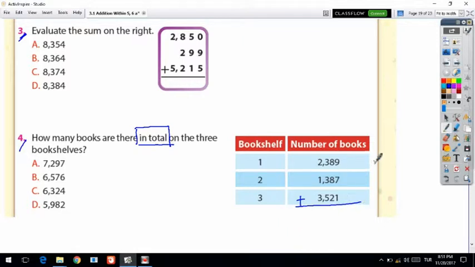9 plus 7 is equal to 16, plus 1 is equal to 17. So 7 comes down, 1 goes next. 1 plus 8 is equal to 9, 9 plus 8 is equal to 17, plus 9 is equal to 19. So I am writing here 9 first, then 1 goes next. 1 plus 3, 4, 4 plus 3, 7, 7 plus 5 is equal to 12. So 2 comes down, then another one goes next. 1 plus 2, 3, 3 plus 1, 4, 4 plus 3 is equal to 7. So your answer could be 7,297. As you see, your answer is A.